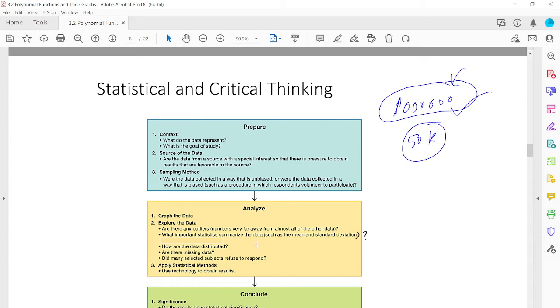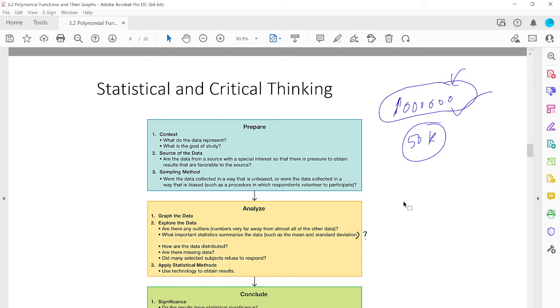In the analyzing phase, we also have to make sure how the data is distributed. Are there any missing data? Whilst collecting the data, if anybody refused to answer the question, or the subject refused to respond, then while analyzing the data we could use different technology, for example a TI-83/84 calculator, StatCrunch, or something else.